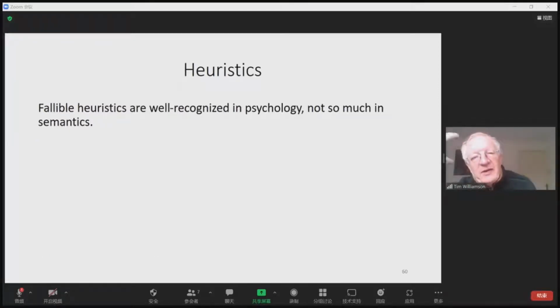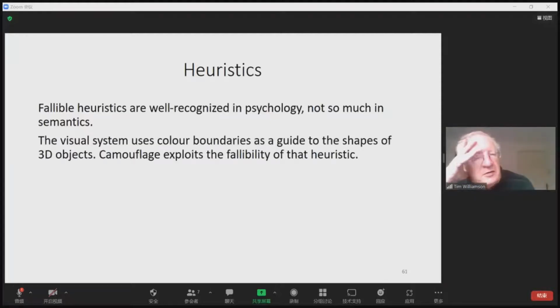So when I'm appealing to what I'm calling heuristics, these fallible heuristics, they're well recognized in psychology, but not so much in semantics. I think that's a problem for semantics. To give you some examples which don't have to do with semantics, the visual system uses color boundaries as a guide to the shapes of three-dimensional objects. And the kind of camouflage that is used in war to hide things from airplanes or on the ground exploits the fallibility of that heuristic. Camouflage is specifically designed to mislead a human observer about what they're seeing.